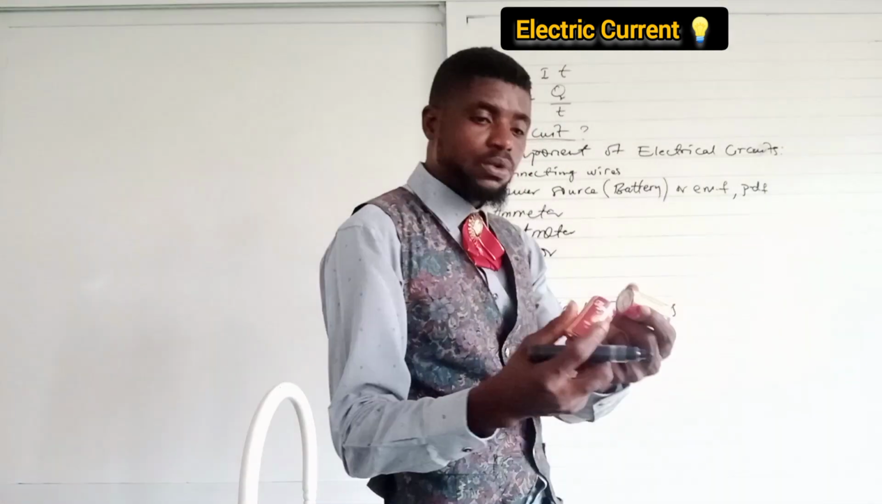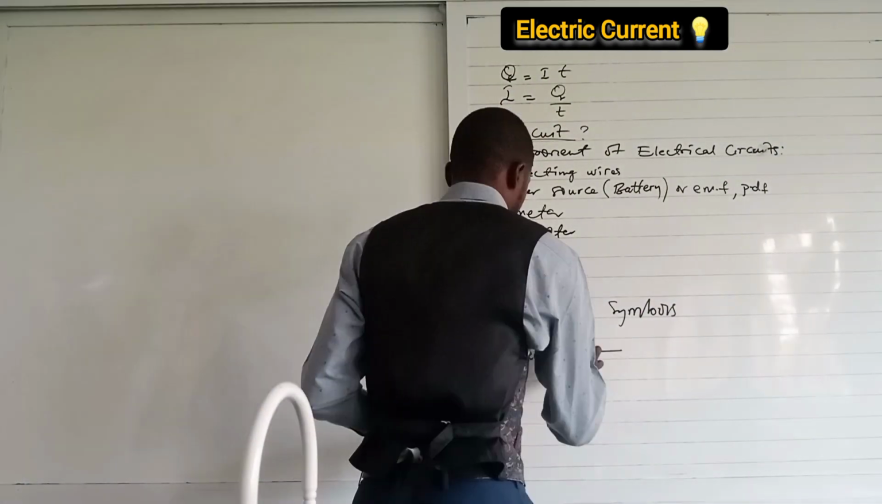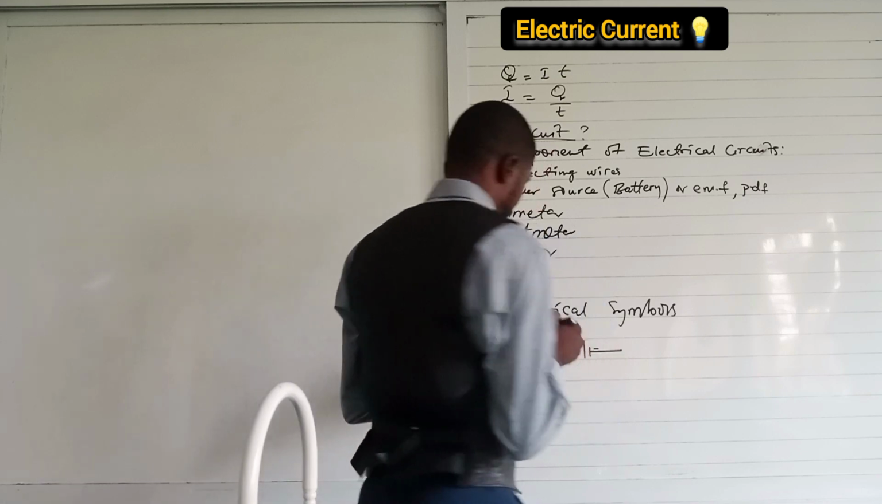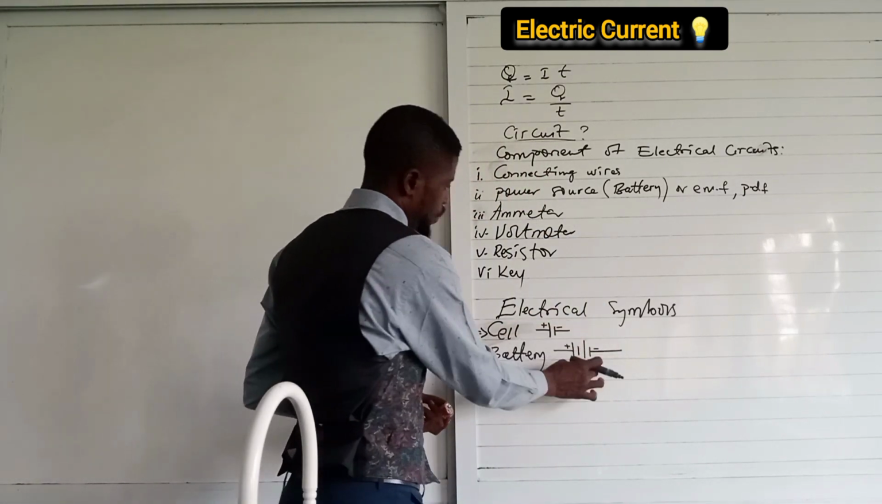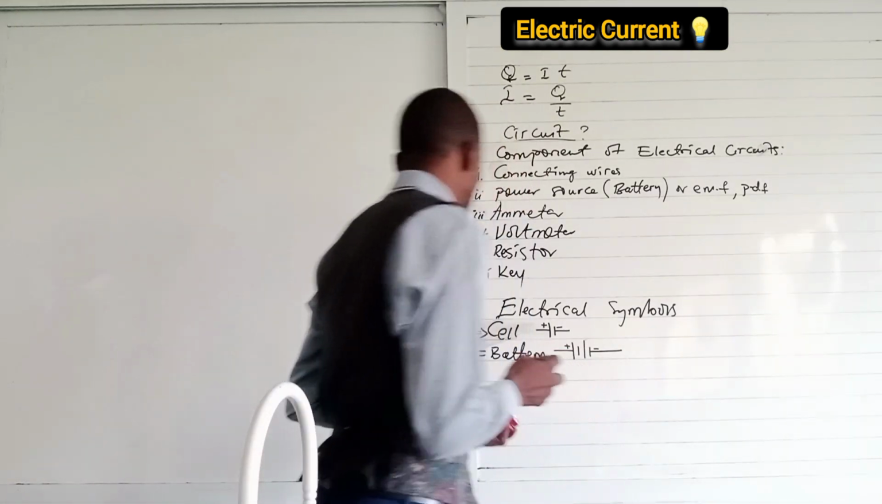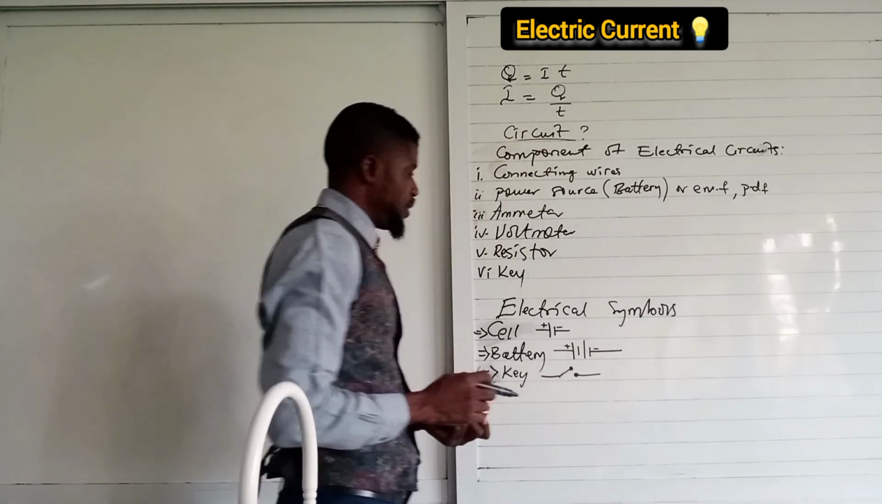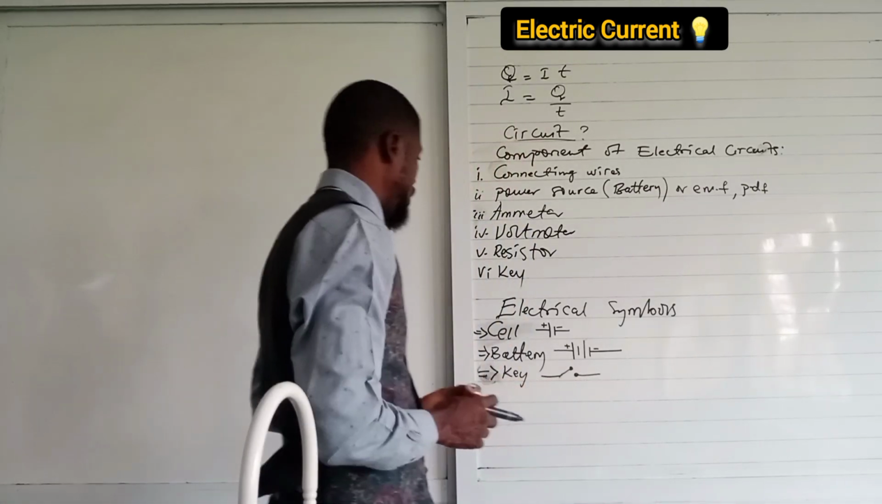Good. So when we call it a battery, how do we represent it? When we connect two or more of these, this is how we write it. This is plus and this is negative. So you are having two of these right now, and we call this a battery. The next thing we want to look at is a key. That is the symbol for the key.